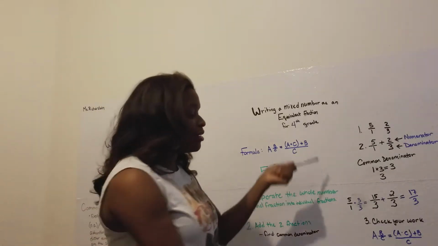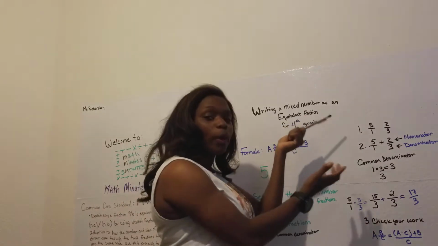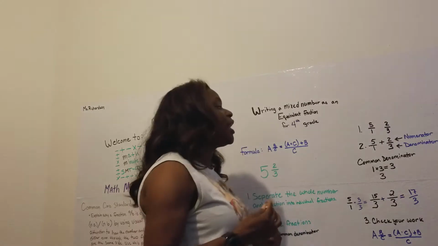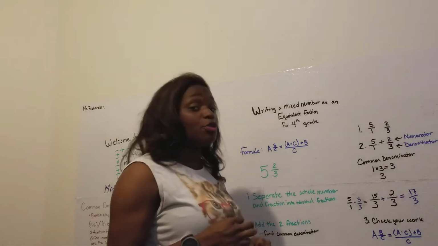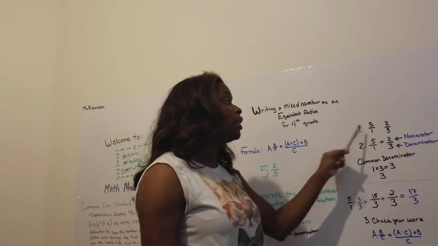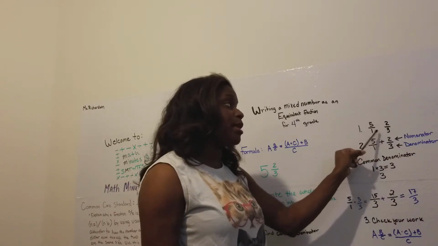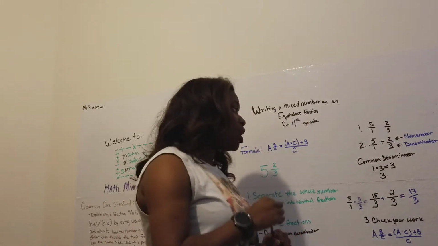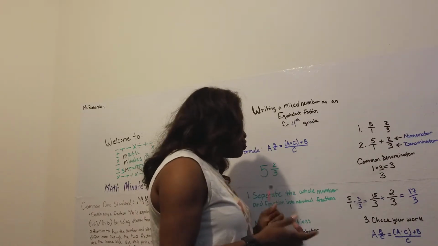So we're going to head right on over here to this side where I have the problem all worked out for you guys. So here we go. Step number 1. Again, we want to make sure that our whole number is also in a fraction with the rest of our mixed number. So we have 5 over 1 and our 2/3. So we have 2 separate fractions. Moving on to step number 2, which is again adding those 2 fractions.